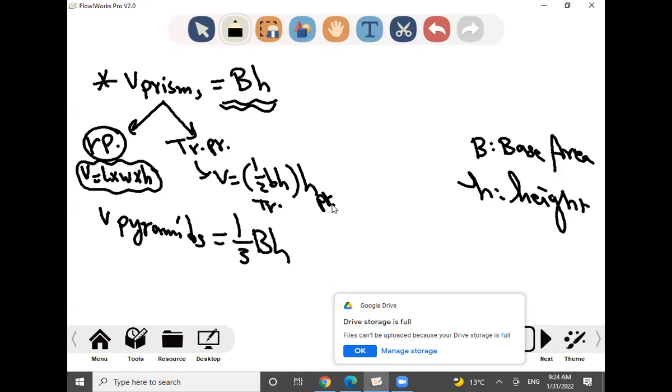Now for the pyramids, we said 1/3 BH. Everything we did here, we will do the same. So to find the volume for prisms and pyramids, the first thing is to take a look at the base, find the area of the base, and multiply by height. If it's a prism, base area multiplied by height. If it's a pyramid, 1/3 base area multiplied by height. Got it? This is in general how we find the volume.